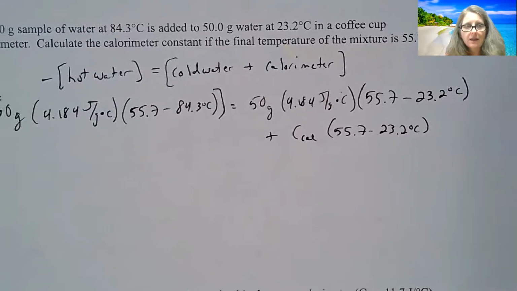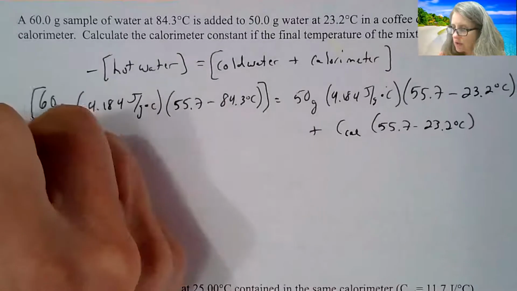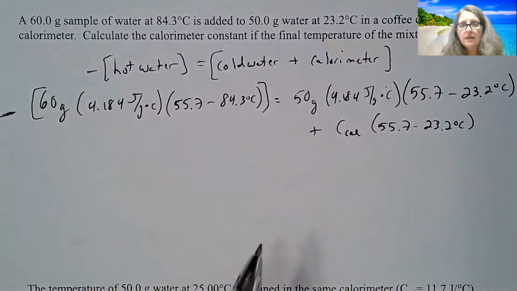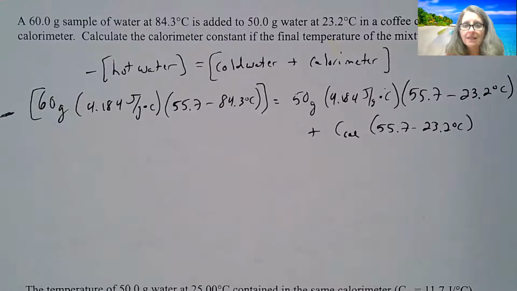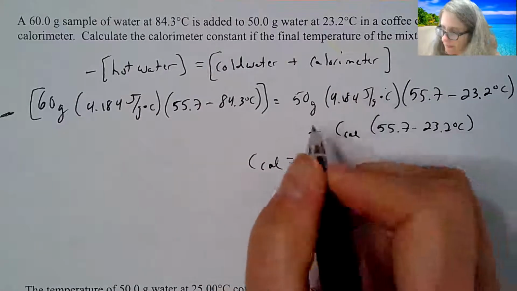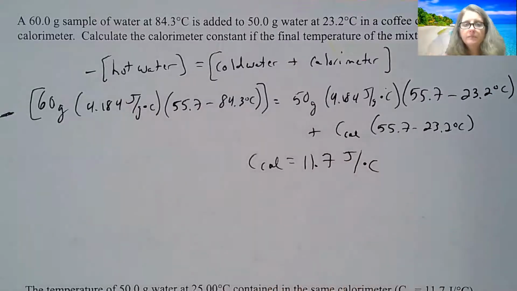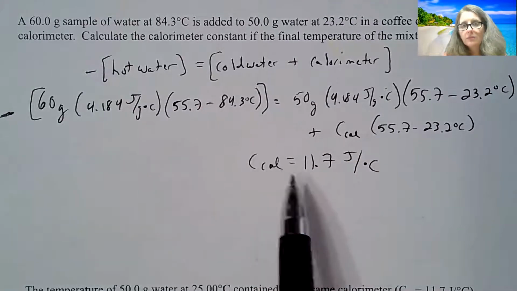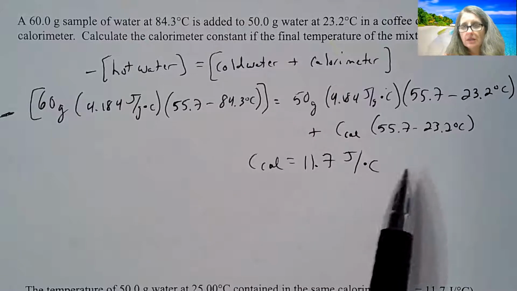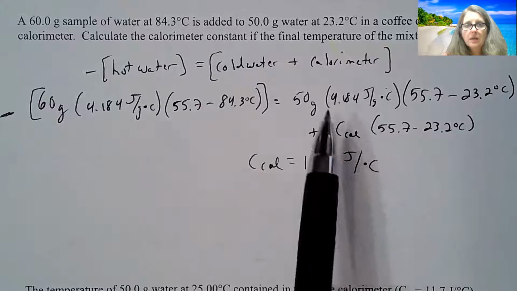So pause the video and see if you can calculate what the calorimeter constant is. So you should have gotten 11.7 joules per degree Celsius. Again, calorimeter constant's always going to be in this unit.